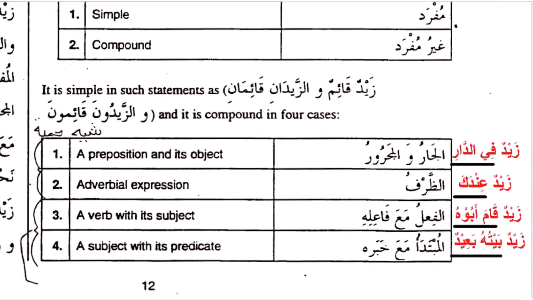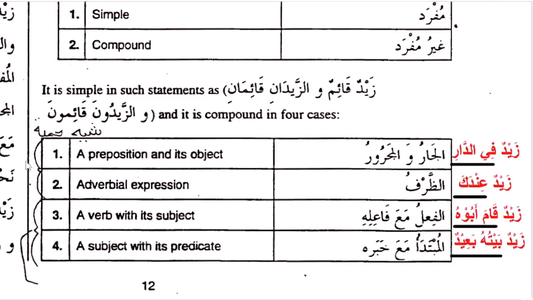Then the second one he mentioned was zarf. It can also be a zarf. Look at here, Zaydun indaka. So it is zarf. If it is indaka, it is zarf makan. Inda is a zarf makan. So it can be a zarf.